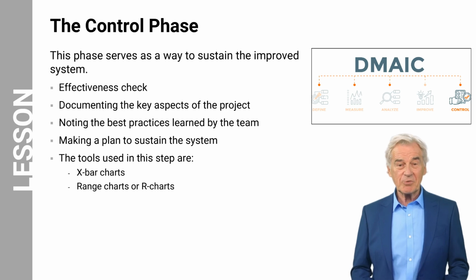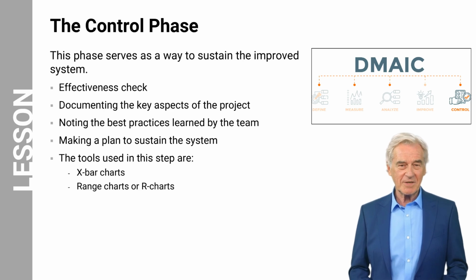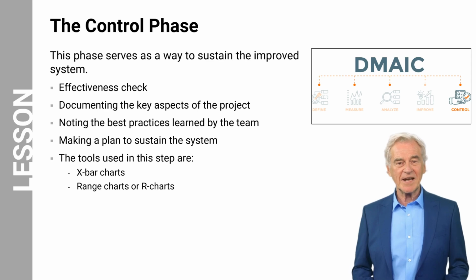Even after the optimal process improvement plan has been implemented, the project still must go through the final control step. Maintaining the improvement is a long-term job. The control phase is a way to sustain the improved system by documenting the key aspects of the project, noting the best practices learned by the team, and making a plan to sustain the system.